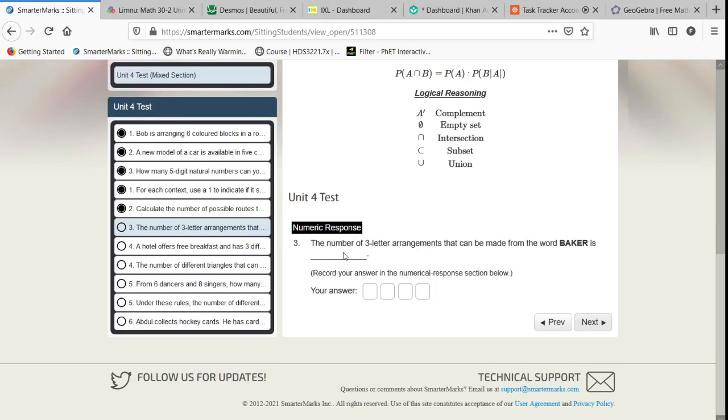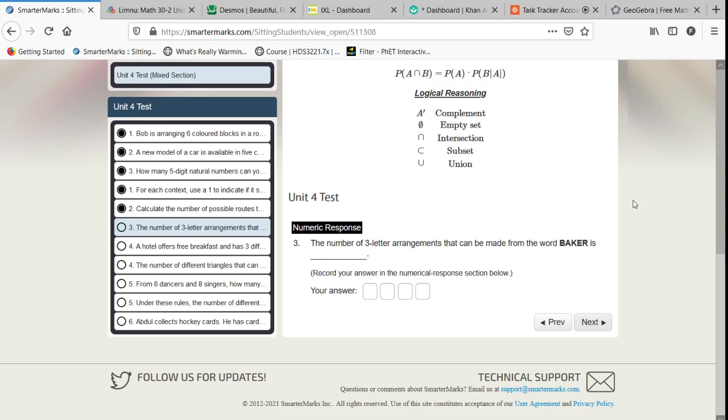All right. The number of 3-letter arrangements that can be made from the word baker is... So what is this? Is this fundamental counting principle, is this permutation, or is this combination? It was supposed to be 6P3, or 5P3, because there's 5 letters in the word baker.